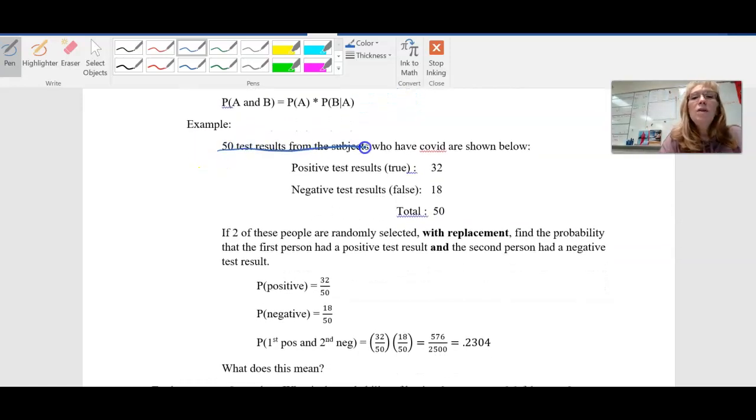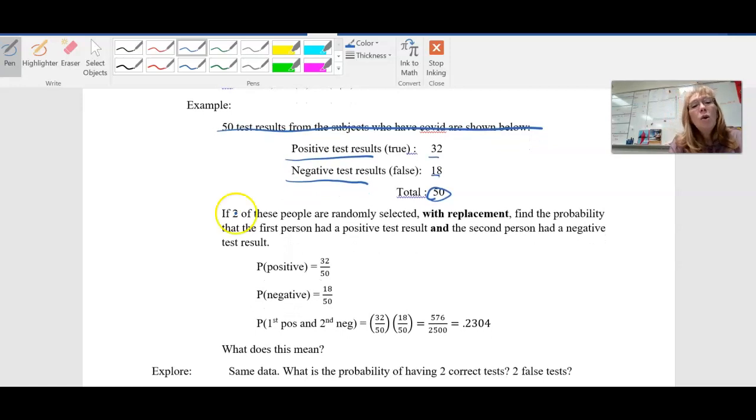50 test results from the subjects who have COVID are shown below. I have positive test results of 32, negative test results of 18, which gives me a total of 50. Wasn't that a nice number I came up with? Okay, 2 of these people are randomly selected with replacement. Very important. That means I put them back. So the probability of it being positive is 32 out of 50. The probability of negative is 18 out of 50.